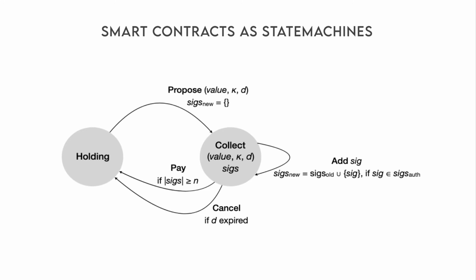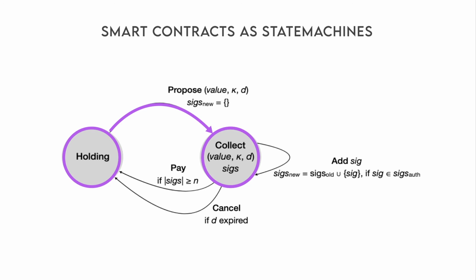In this case, the nodes represent states and the edges represent transitions between states. And here we have 2 states, the holding state and the collection state. You can see that we can move from the holding state to the collection state by proposing something. So you'll propose that we release a certain amount of value to an address K within D blocks of an epoch, right? And once you do that, we enter the collection state.